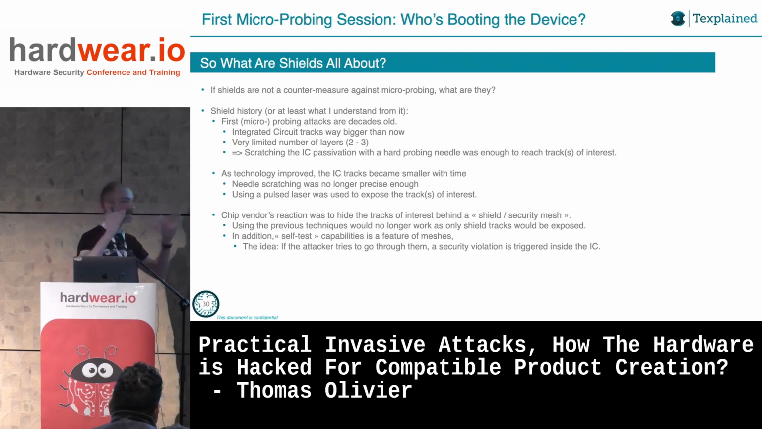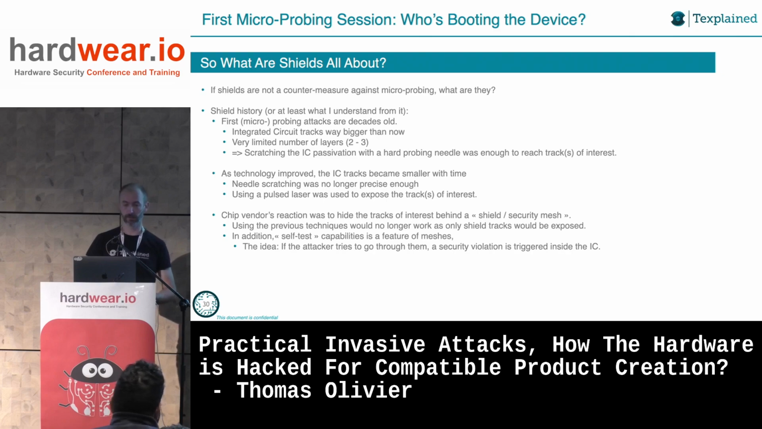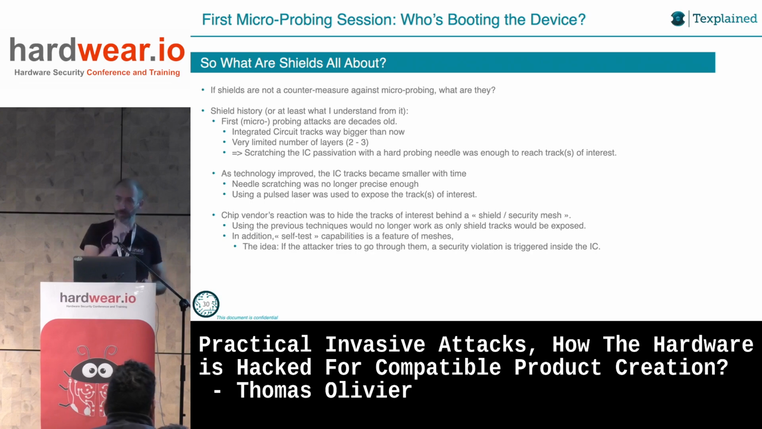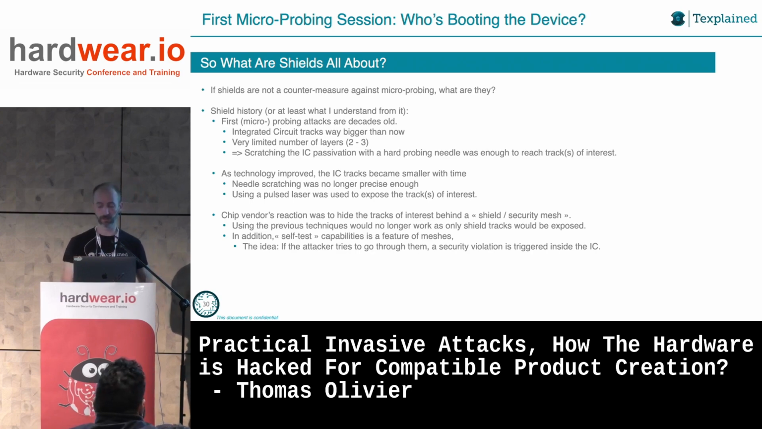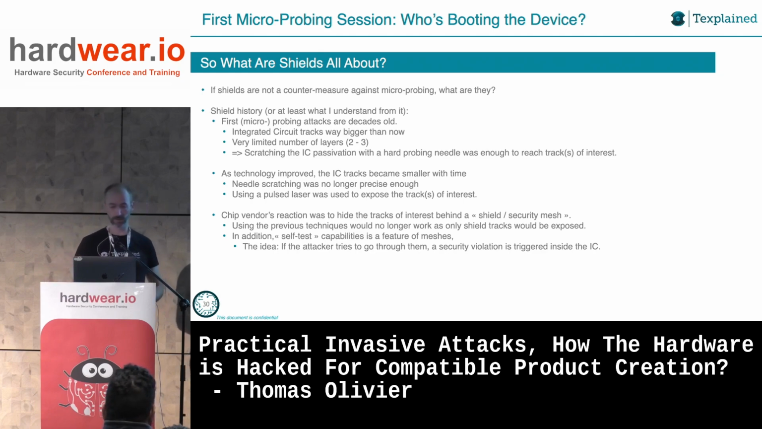But then, over time, the sizes of the tracks and all of those things were shrinking, and doing this was not feasible anymore. So at some point, people started to use a green laser to remove the passivation on top of the tracks of interest so they could put a needle there. This is where the vendors decided to introduce shields. The idea is, if I take a green laser and remove the passivation, the only track I see is a track that is not useful to me, and if I cut this track, the chip kills itself. So I don't dump anything from a chip which is basically empty.